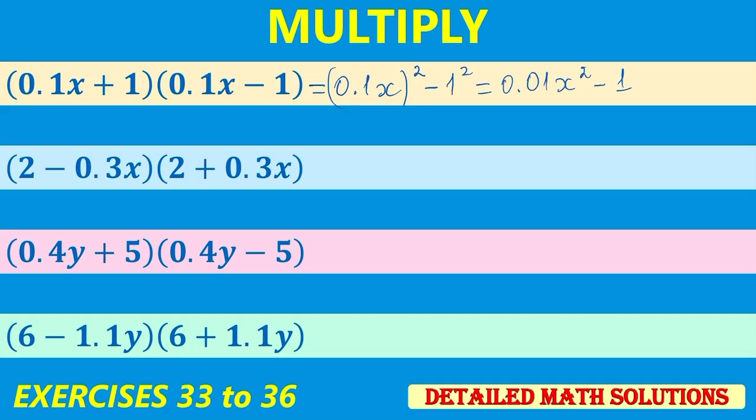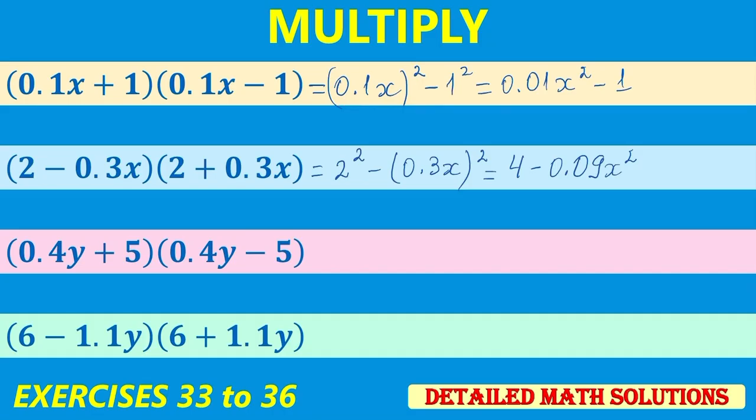Next exercise, multiply (2 - 0.3x) and (2 + 0.3x). This equals the first term squared minus the second term (0.3x) squared, which equals 4 minus 0.09x squared.